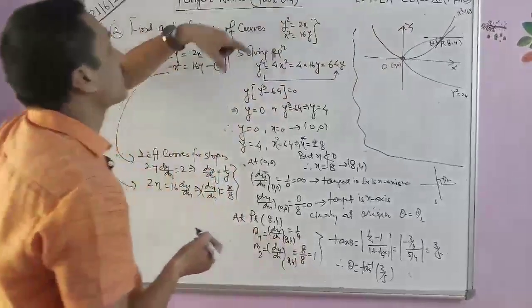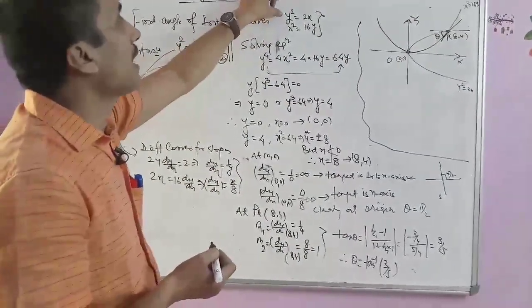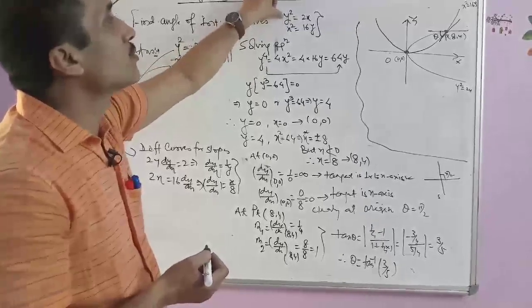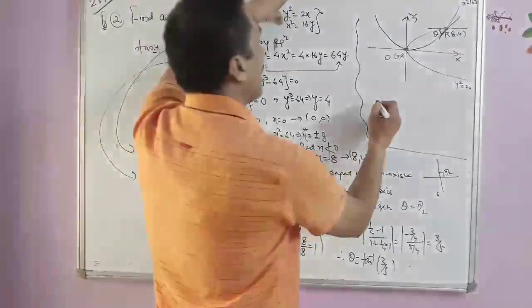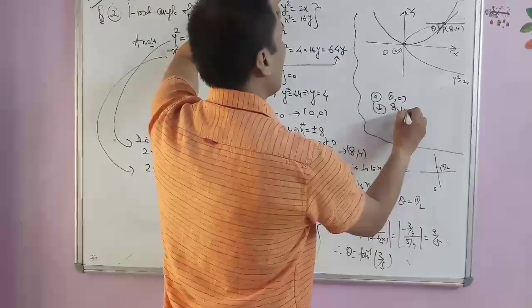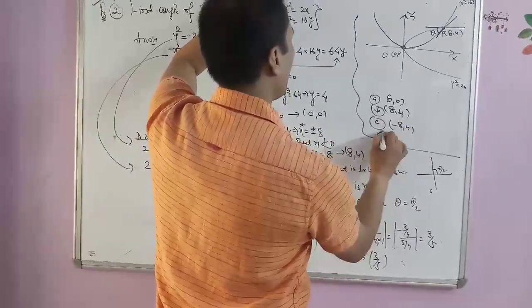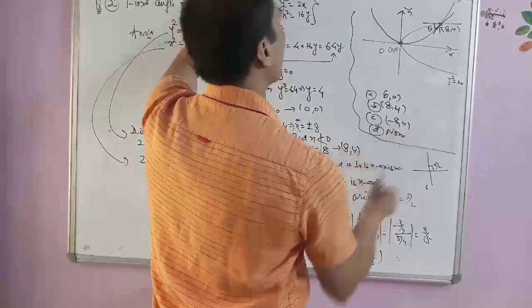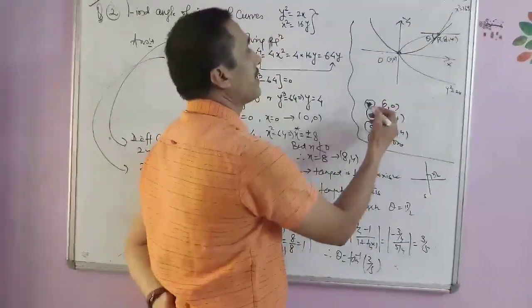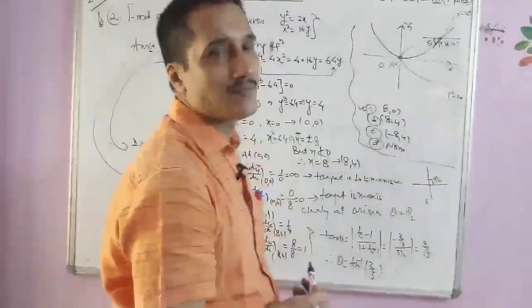An objective question may be: at which point are these two curves orthogonal? And the options will be: A, (0, 0); B, (8, 4); C, (minus 8, 4); D, none of these. Clearly, we can directly do this using the graph of these functions.